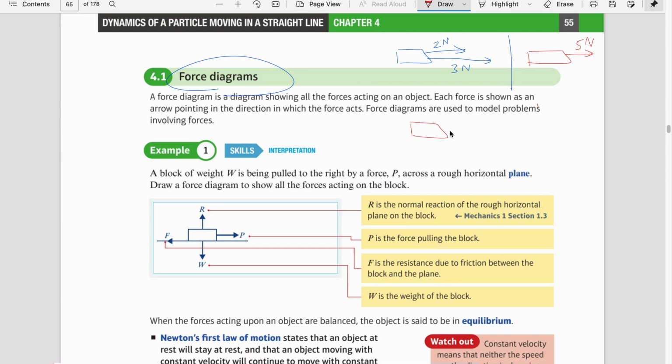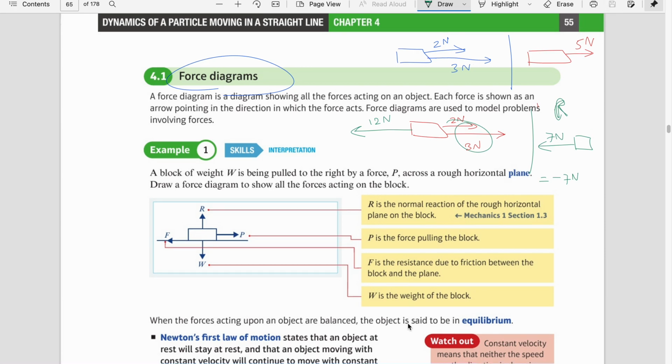Another example: you have a brick, one is pulling with 2 newtons, the other is pulling with 3 newtons, and a third one is pulling towards the left with 12 newtons. So the resultant would be 5 newtons towards the right and 12 to the left, so overall that is 7 newtons to the left. If we are drawing arrows, that is enough. If we are just writing the answer, I can say -7. -7 would mean that it is moving to the left-hand side, once I have considered towards the right as positive.